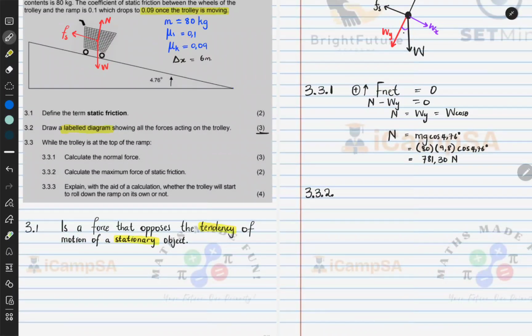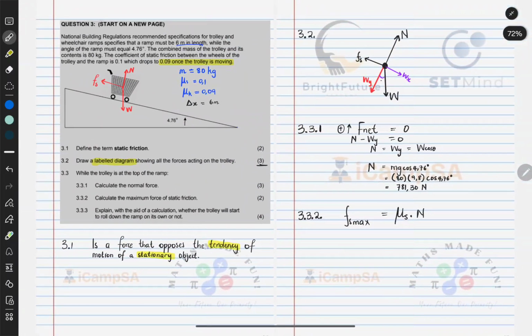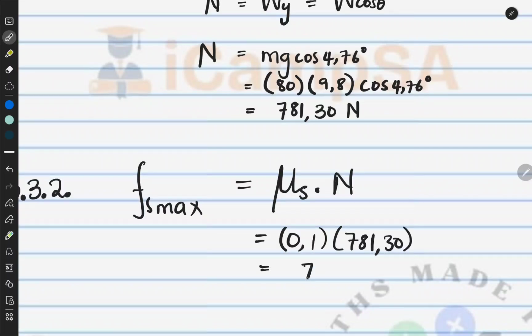For 3.3.2, we are required to calculate the maximum force of static friction. We know that Fs max is mu s times N all the time. Right, were we given mu s? Yes, we were given, which is 0.1. So we'll have 0.1 times 781.30.